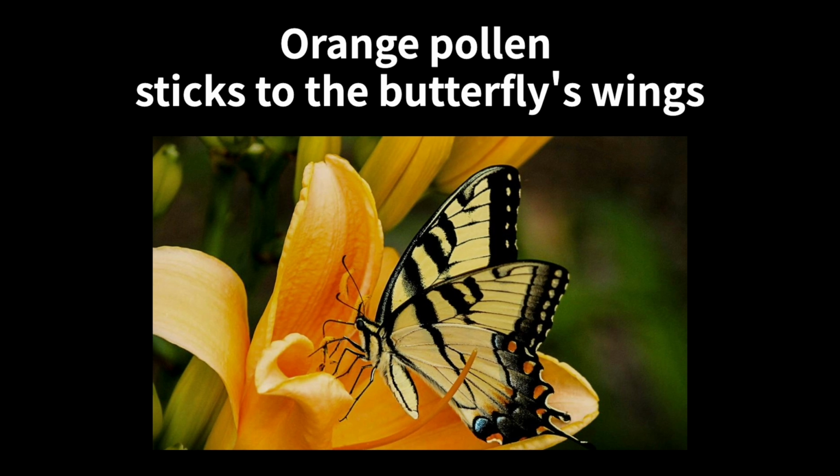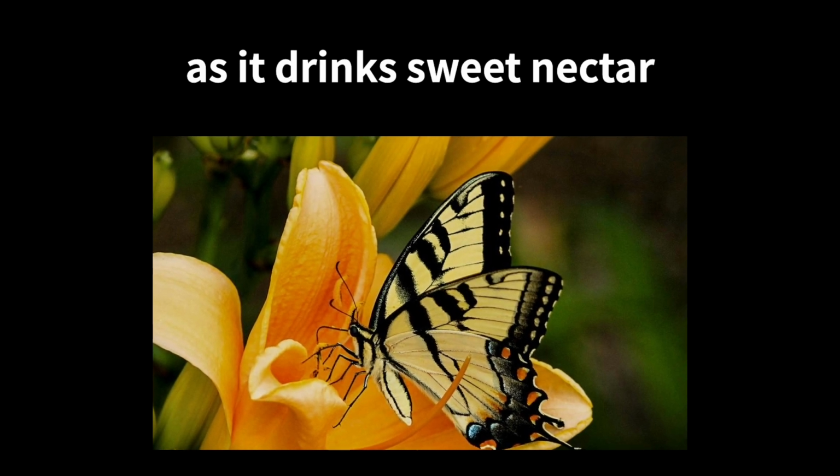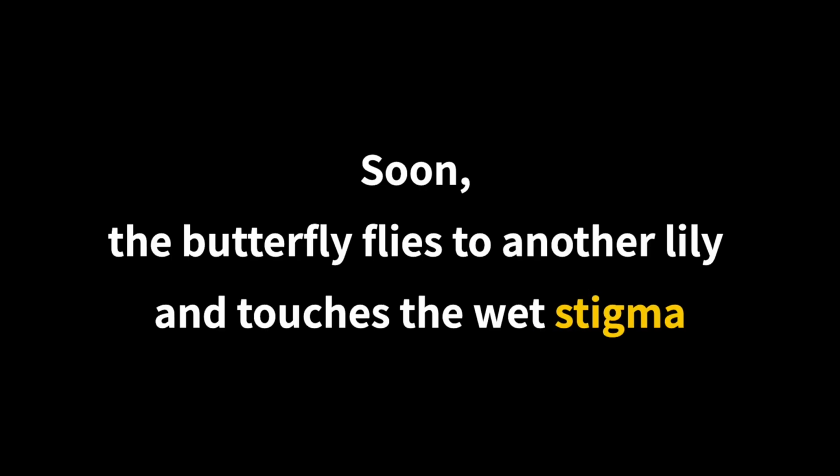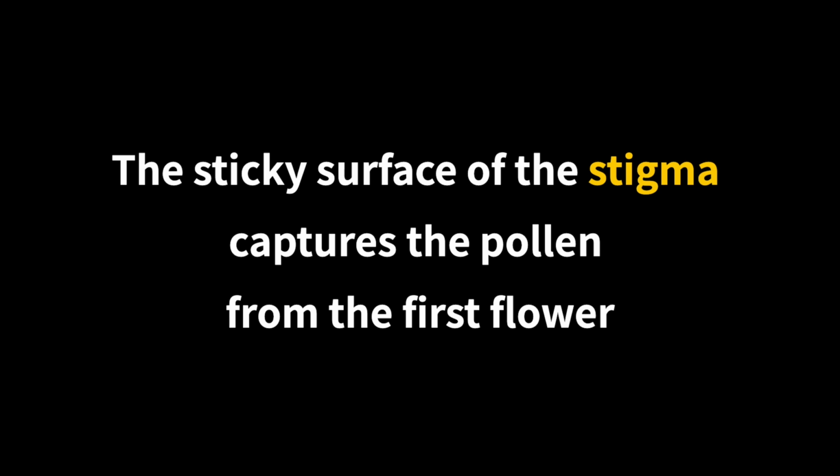Orange pollen sticks to the butterfly's wings as it drinks sweet nectar. Soon, the butterfly flies to another lily and touches the wet stigma. The sticky surface of the stigma captures the pollen from the first flower.